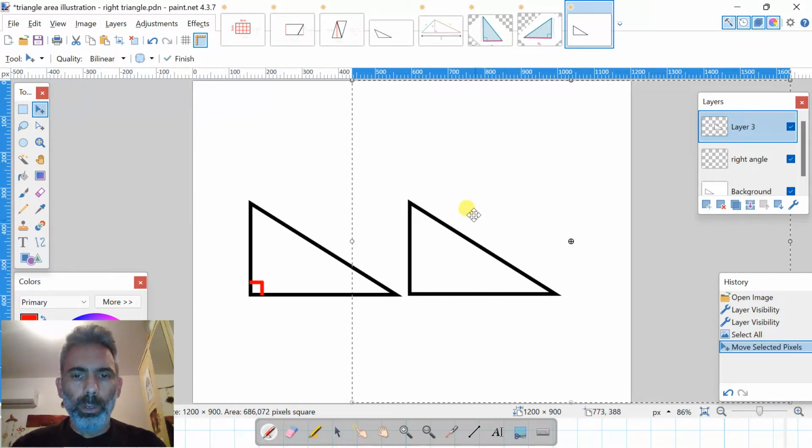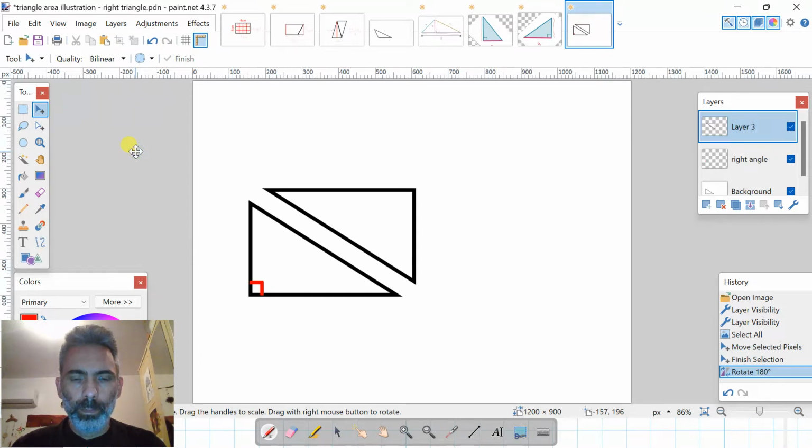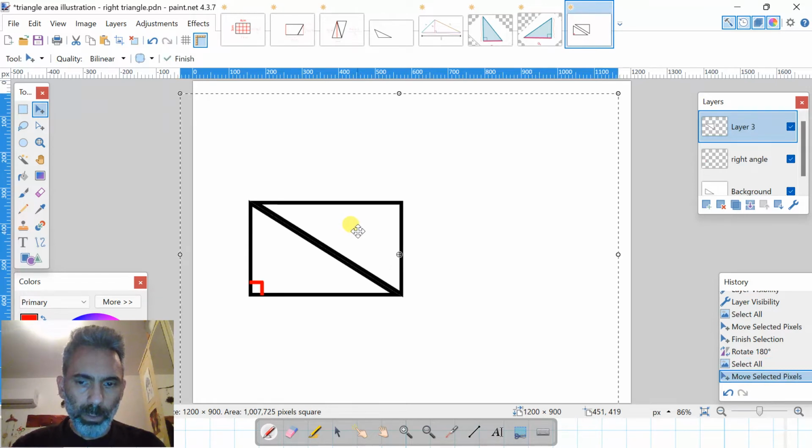So I make a copy of the triangle. Now I'm going to flip it. Okay, so this is the same triangle, the same copy of the triangle, but only flipped. And now I'm going to glue it to the first copy of the triangle.